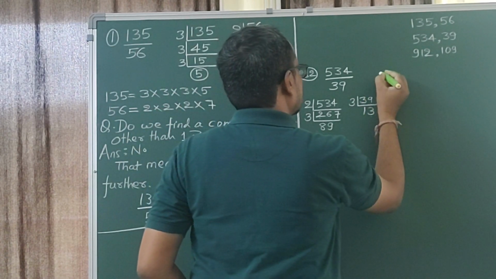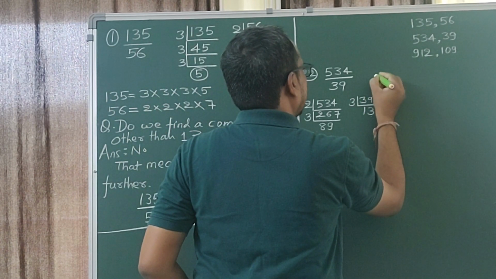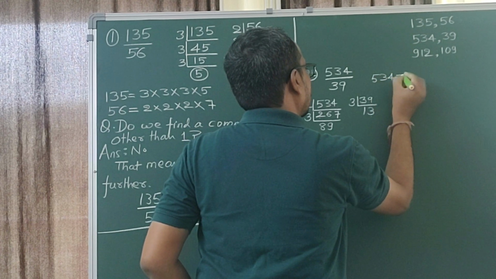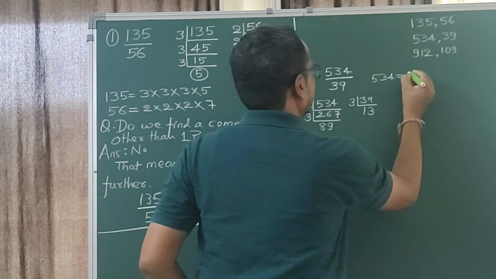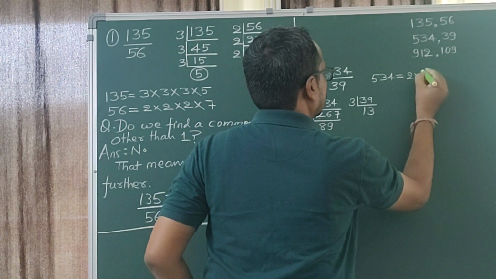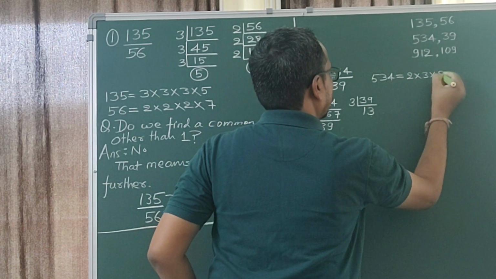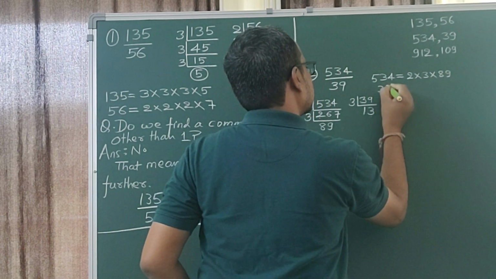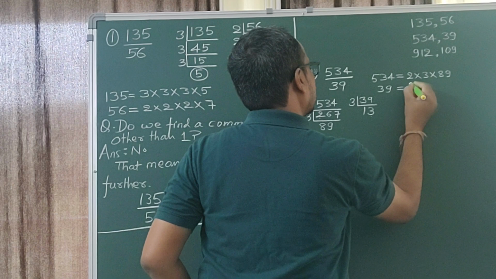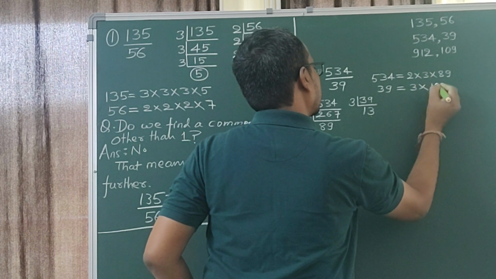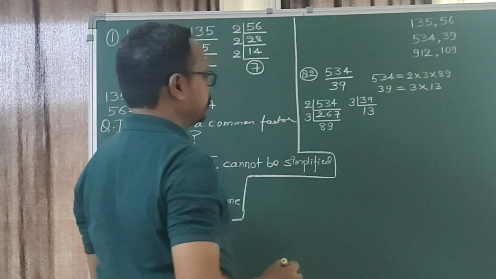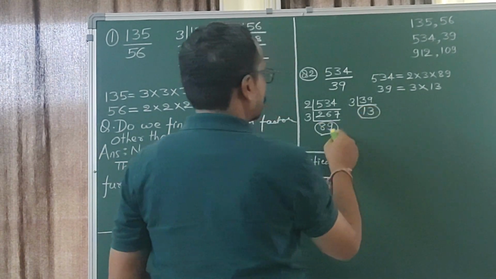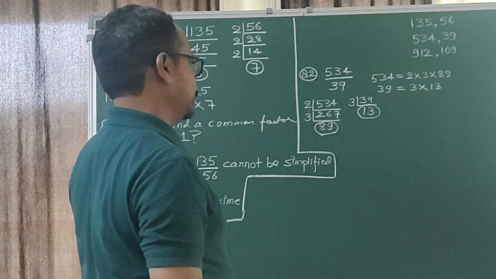So that means what? We can write 534 equal to 2 into 3 into 89, 2 into 3 into 89, right? And 39 as 3 into 13. Okay? So 89 and 13 we stopped here because both of them are prime numbers. Okay?